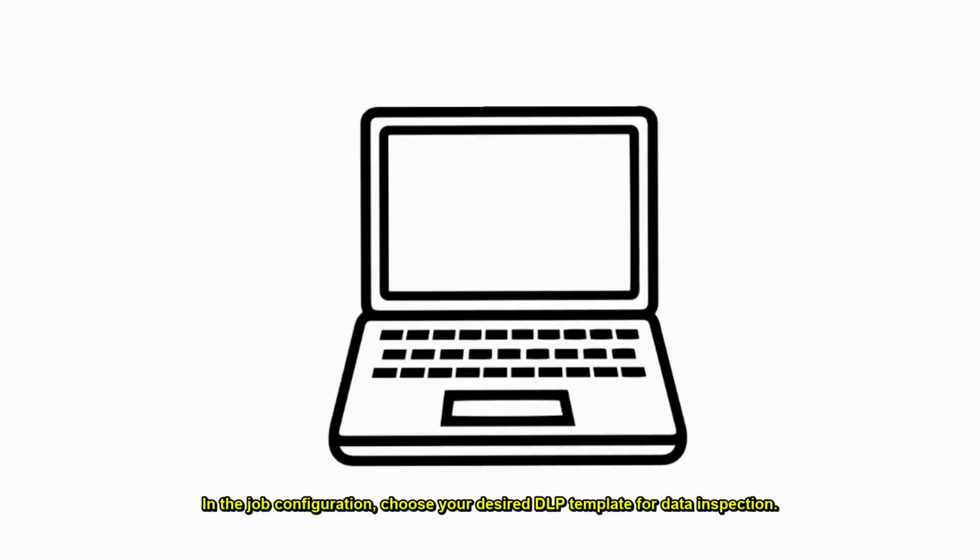Open the Data Loss Prevention API section in the Google Cloud Console. Create a new DLP job by selecting the Create Job option. In the job configuration, choose your desired DLP template for data inspection. Select the dataset you created or identified earlier as the source for sensitive data detection. Specify the output options for the DLP job results.